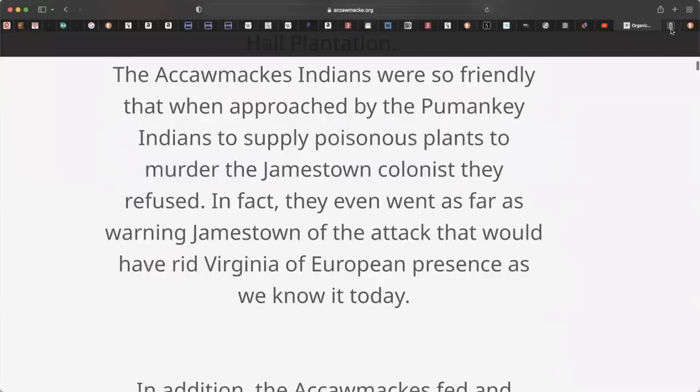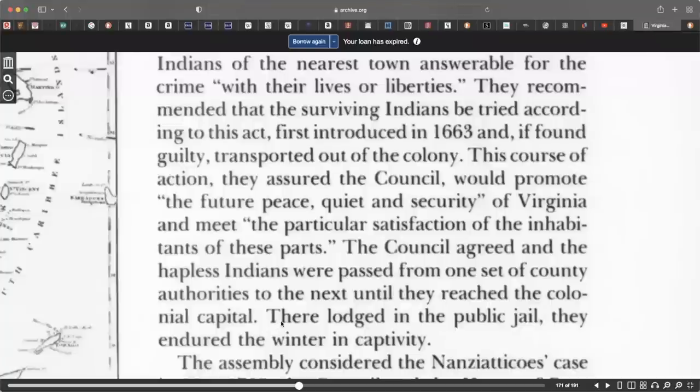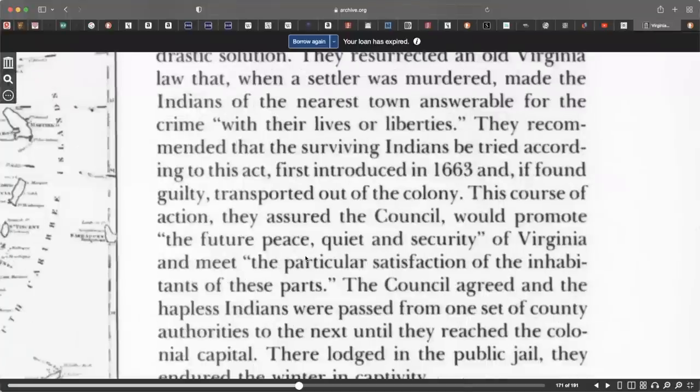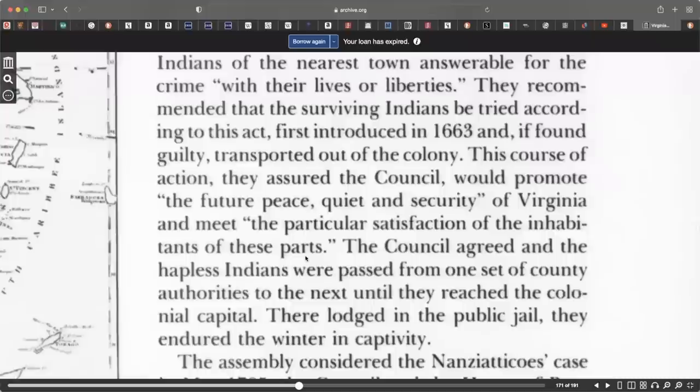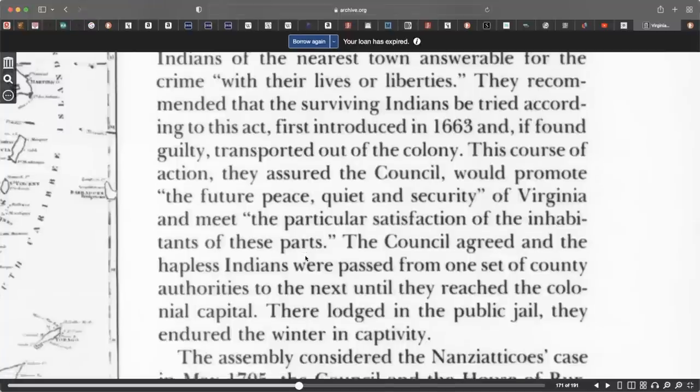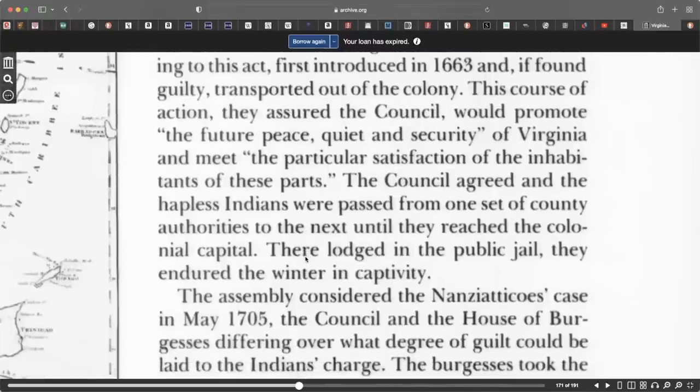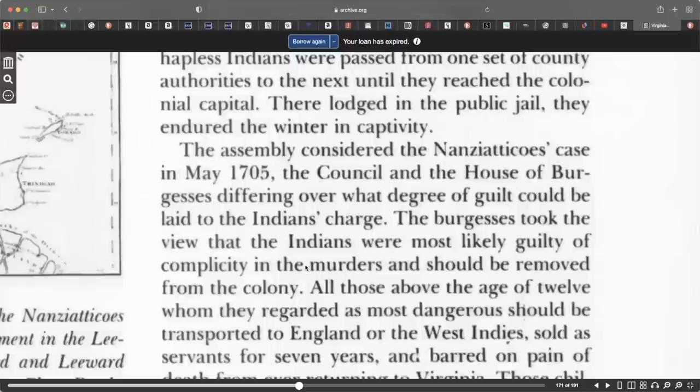Let's go back to the book. I just wanted to show you an example of treaty making Indians when I'm saying that. Because I want to again show you what happened to the Nanzaticos, who were not letting these settlers take their land, who were trying to fight to survive and feed their families and keep their prehistoric land. They were there up to 10,000 years ago. Come on now. So continuing in the book, the assembly considered the Nanzatico case in May 1705.